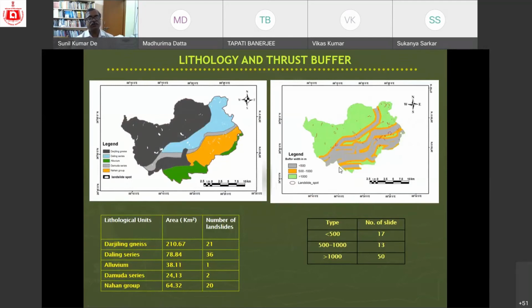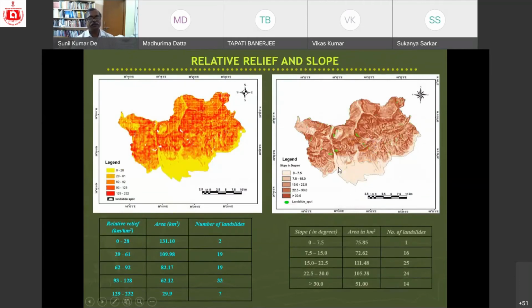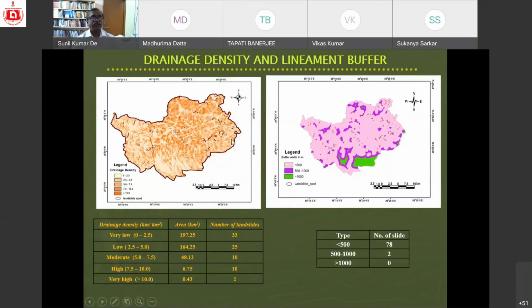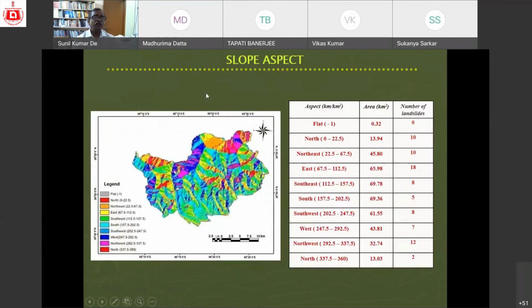This is thrust buffer. This is relative relief and slope. So we have to count the number of landslides. If possible, landslide frequency will be more effective. Drainage density and lineament buffer. Slope aspect, this is very important. Slope direction. If we consider this part, you see north, northeast and eastern part.